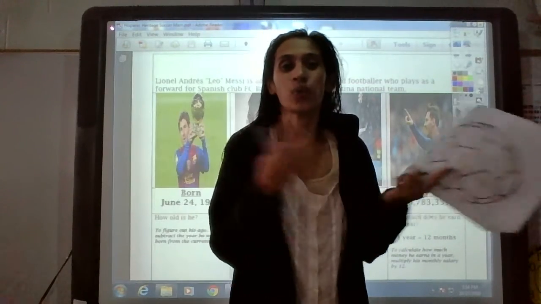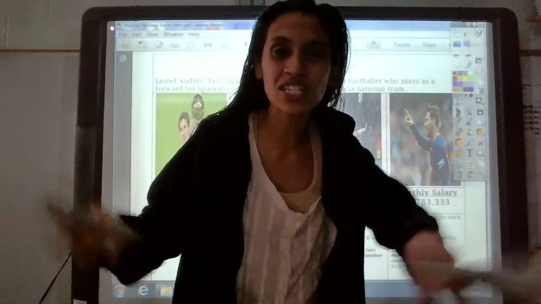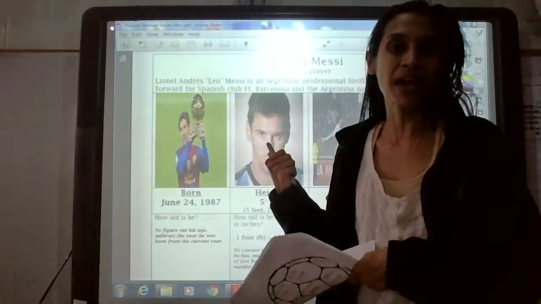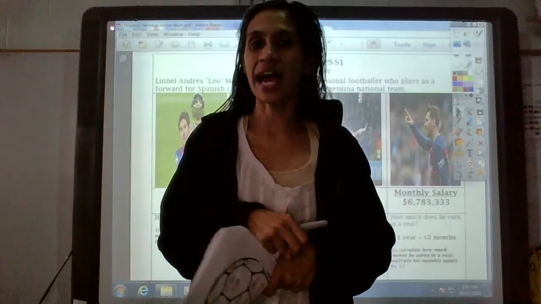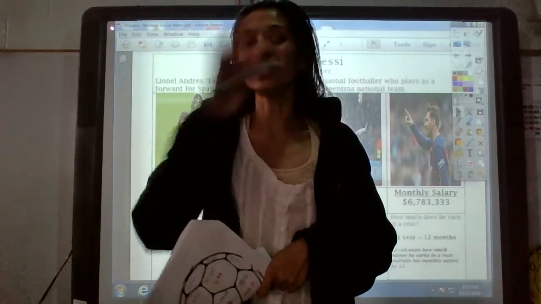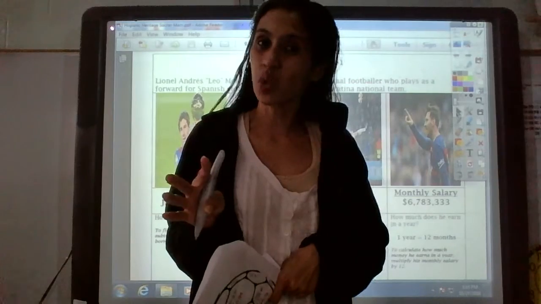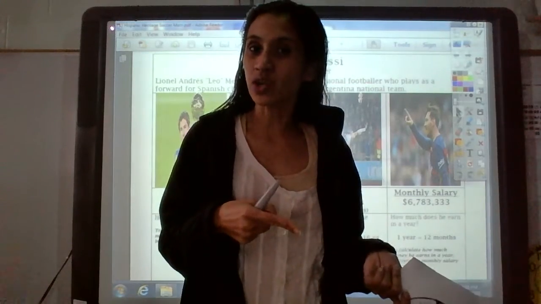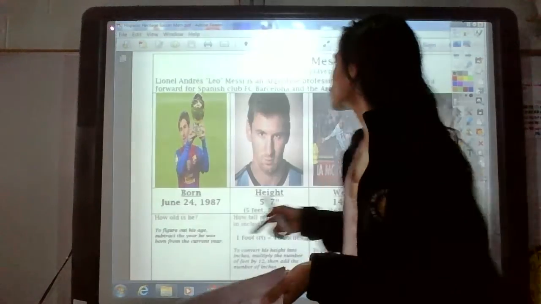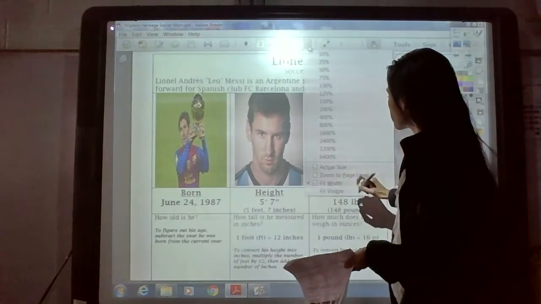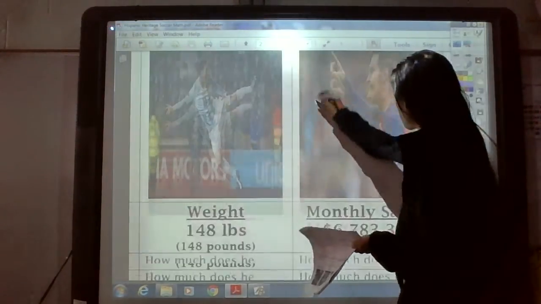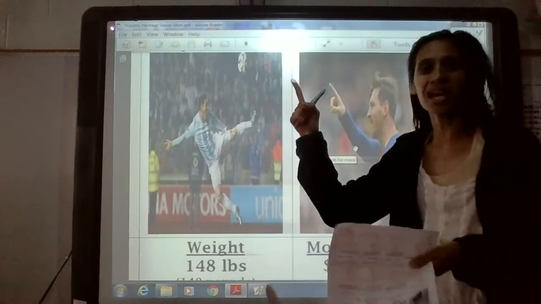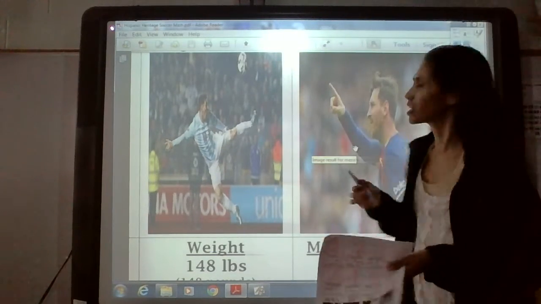So guess what? We are down to the last question for our soccer math Messi sheet. This is part 2 of his monthly salary. If you have not done the other parts or you got some questions wrong, go check out the videos to help you out. All right, so we are working on his monthly salary. Let's go to the side and zoom it in.